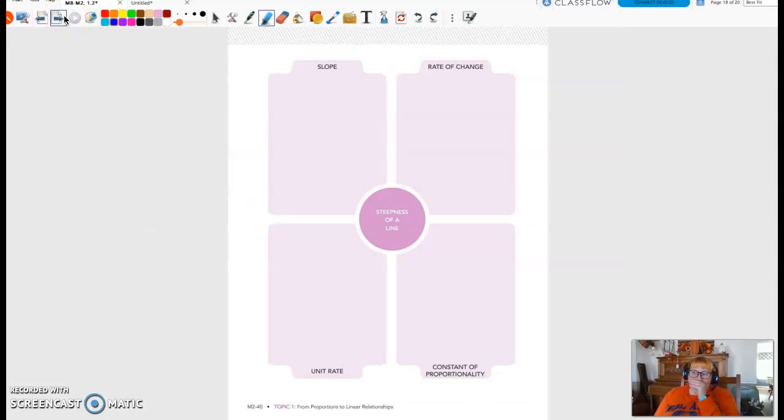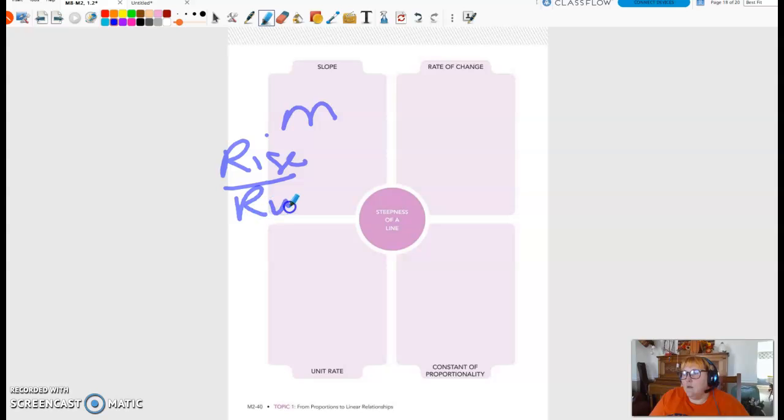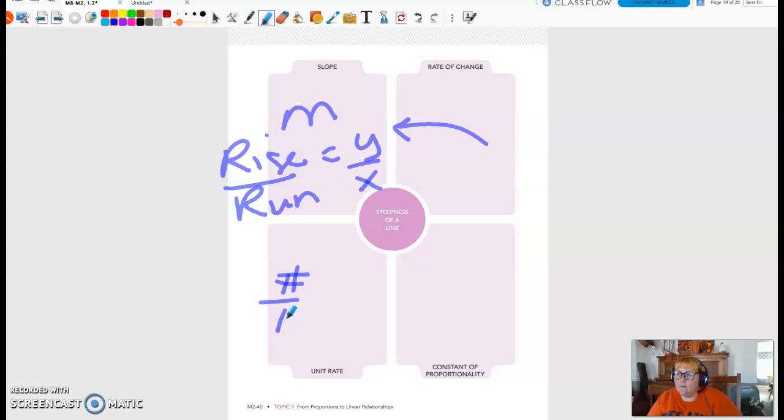So it says, how are these all related? Okay, so you can kind of go through if you want to and fill this out in your book about what we did. Remember that slope is the M, that it's rise over run, or you can call it y over x. Rate of change is the same thing as slope. Unit rate is the number over 1, how much it is for 1 of something. Constant of proportionality is your ratio. So again, you should go back to your notes from the last 2 days to fill that in.